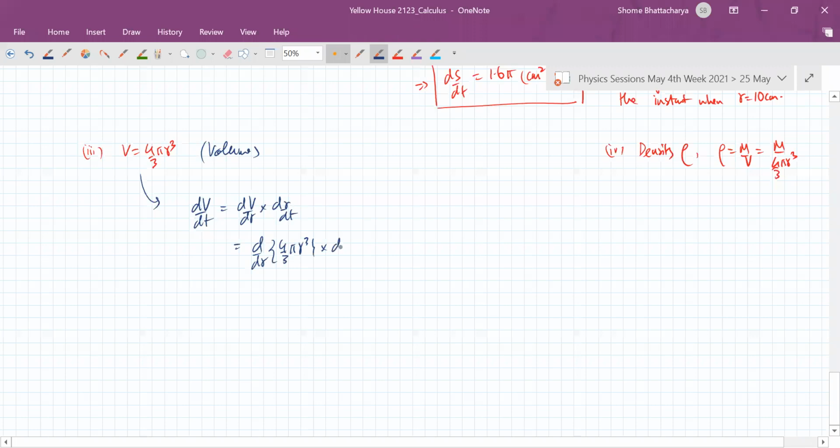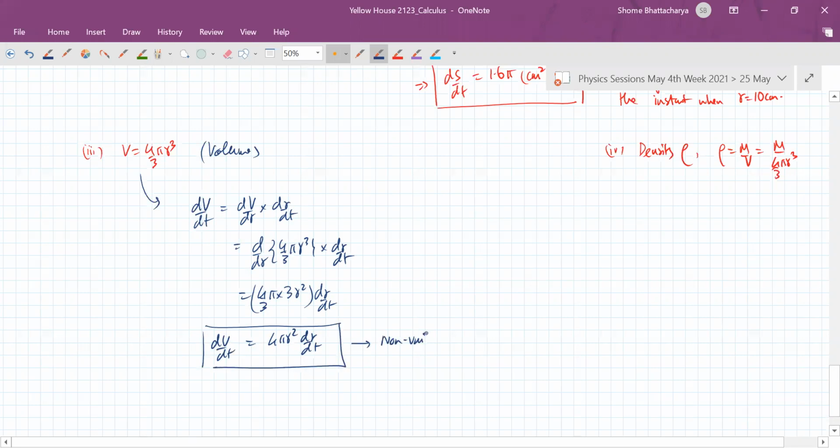Okay, so it's very much like the previous step, but now we are differentiating 4 by 3 pi r cube. So this is 4 by 3 pi into 3 r square into dr by dt. So that becomes 4 pi r square dr by dt. So this is a general formula we get for the instantaneous rate of change of volume. And this also shows you that it's a non-uniform rate. The volume is changing, or in this case, increasing at a non-uniform rate.